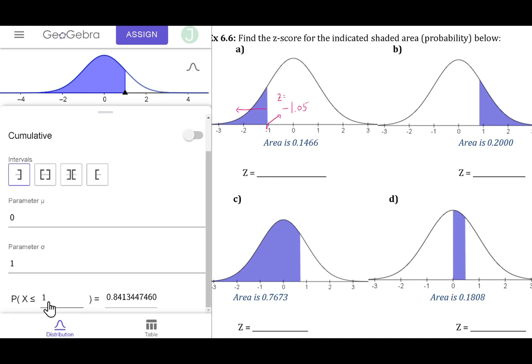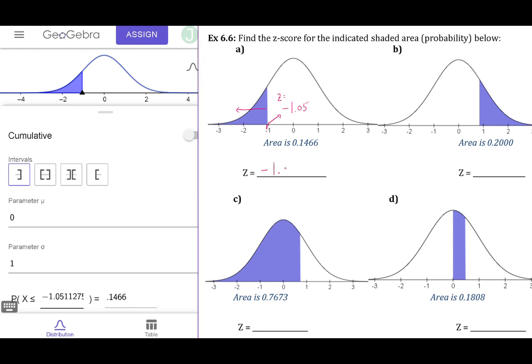So we want to find the z-score or the x value based on the given probability or based on the given area. So what we will do here is we will put our area as the answer in GeoGebra, and this will give us the z-score on the inside. So for this first example, our z-score is actually negative 1.05.